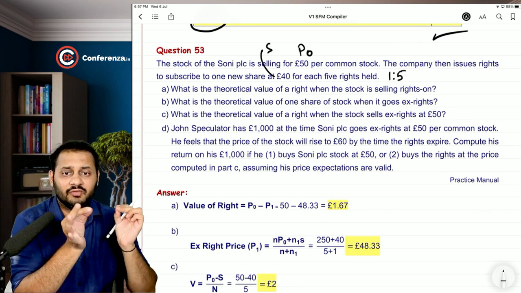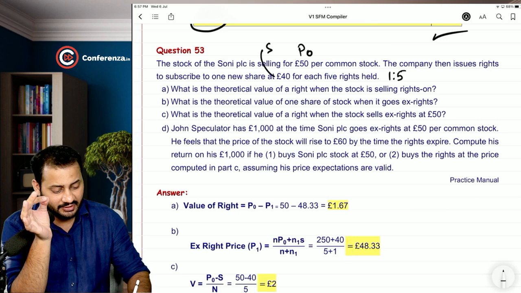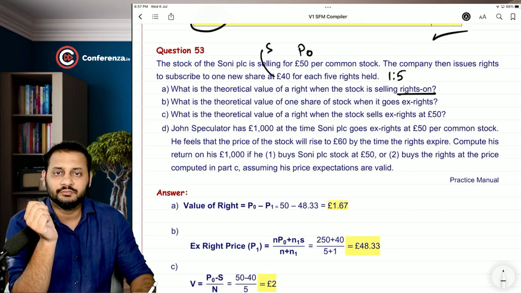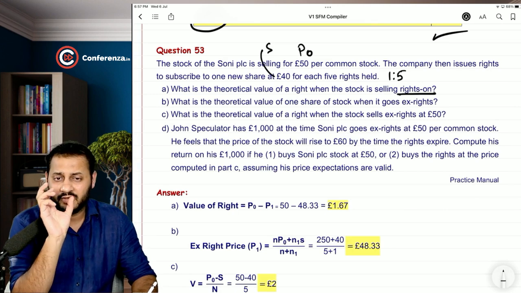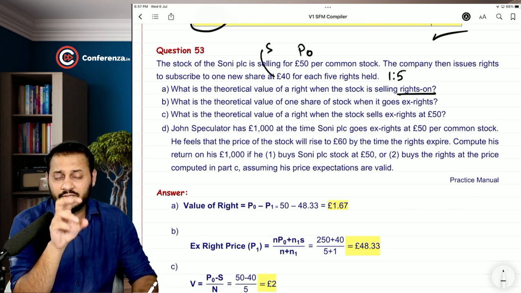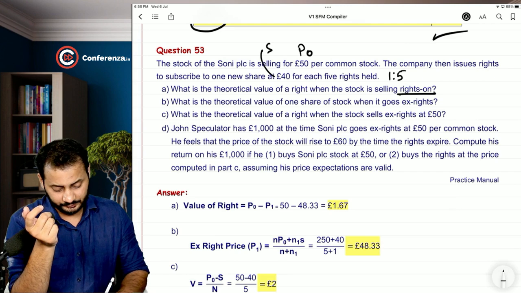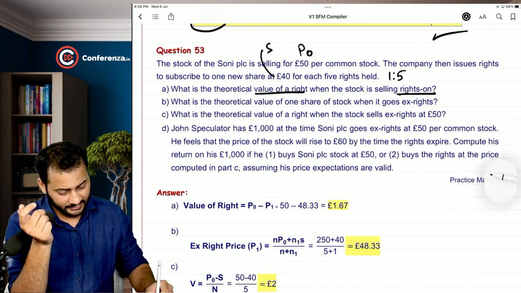What is the theoretical value of a right when the stocks are selling rights on? This is something for the first time they have asked us: calculate the value of the right when the rights are selling rights on.